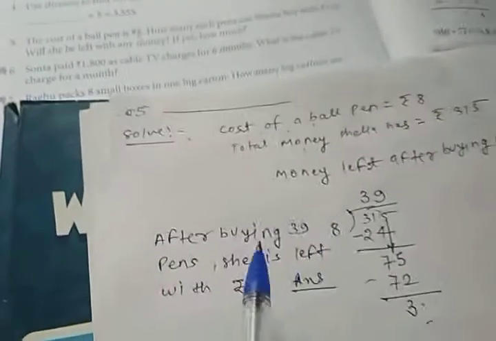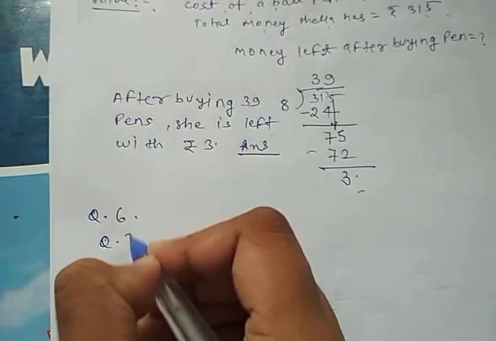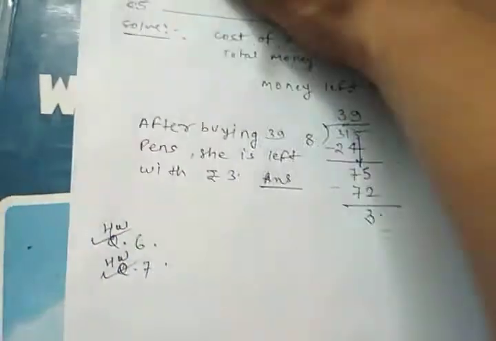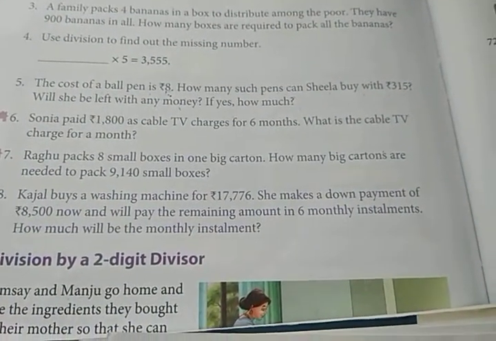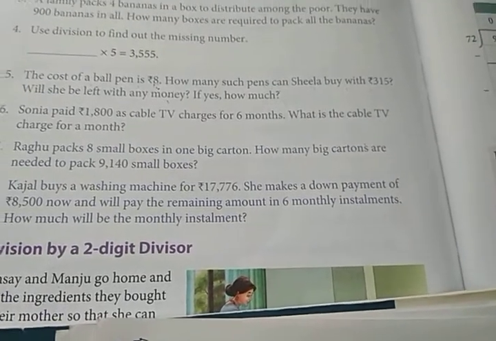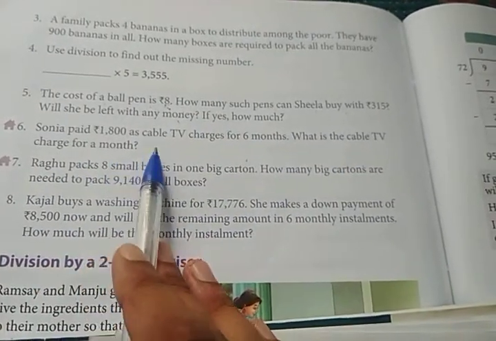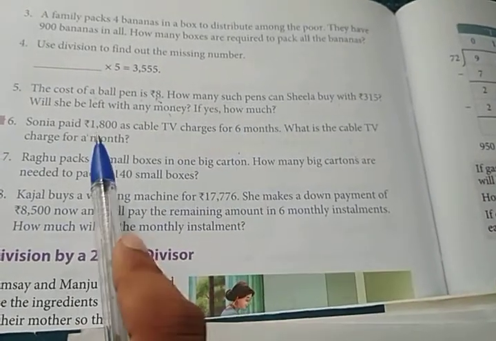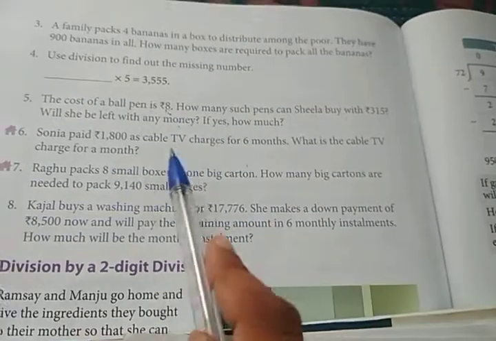So now students, question number 6 and 7 you have to solve. Question 6 and question 7 will be your homework. So what is question 6? Question 6 is: Sonia paid rupees 1800 as cable TV charges for 6 months. What is the cable TV charge for a month? So 1800 for 6 months. So what is the charge for 1 month? So you'll write here cable charge for 6 months is 1800, and so we'll divide.